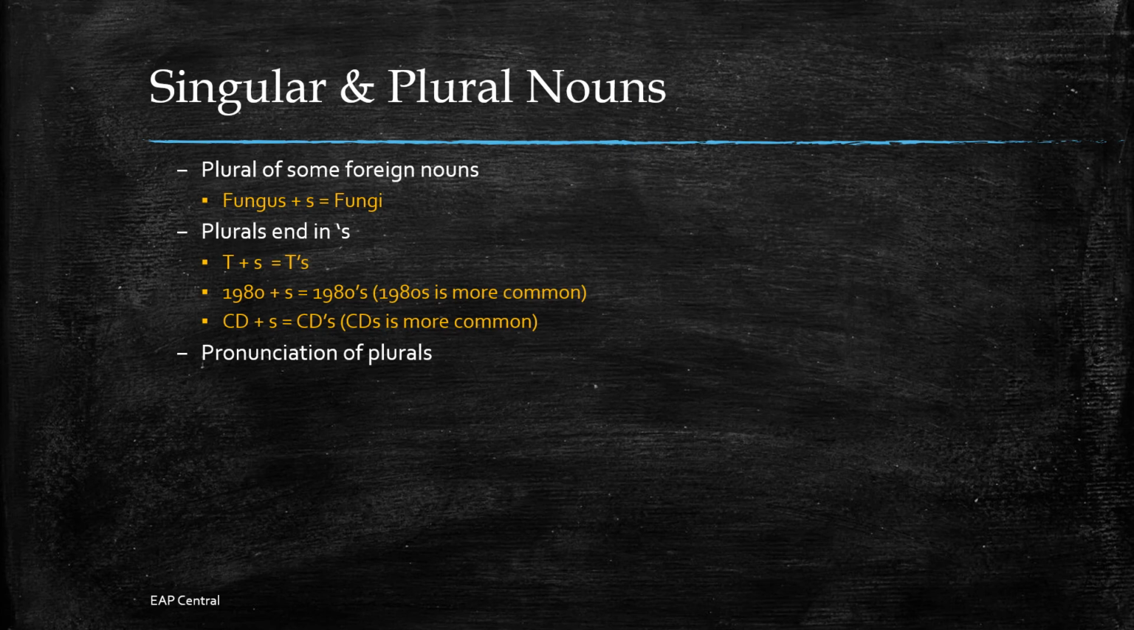Okay, but how are plural nouns pronounced? According to Swan, after one of the sibilant sounds like s, z, sh, zh, ch, and j, the plural ending es is pronounced iz, like buses, crashes, watches, or quizzes.